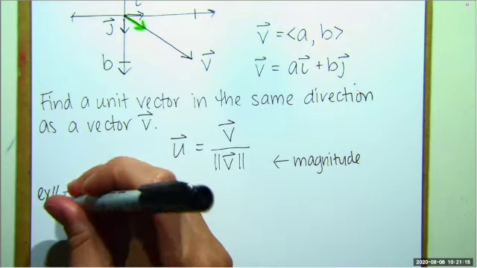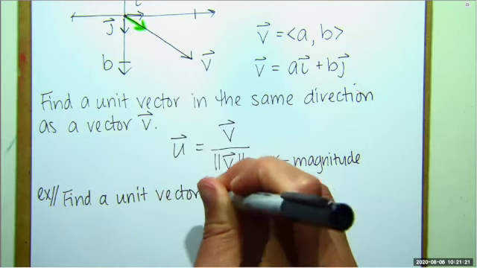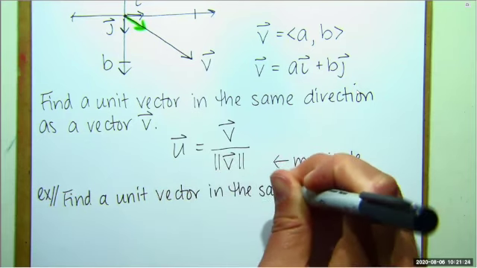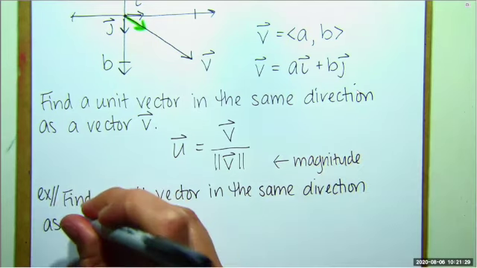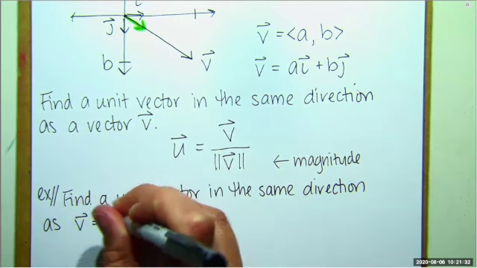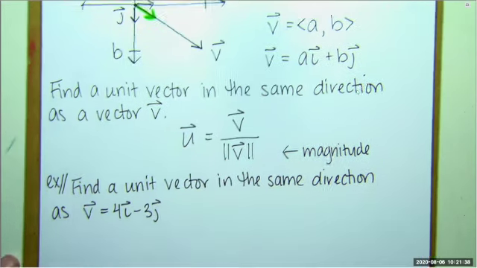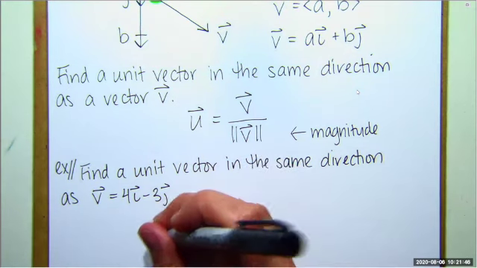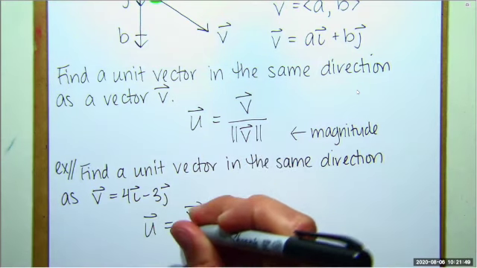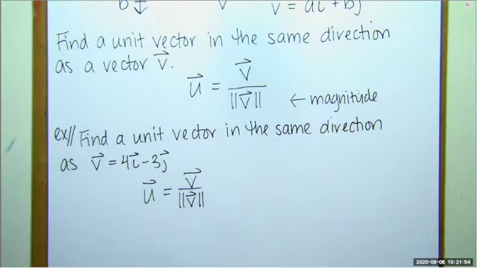Let's find a unit vector in the same direction as 4i minus 3j. So we just saw from up above, to find a unit vector in the same direction, we're going to take our vector and divide by the magnitude of the vector. So in order to divide by the magnitude of the vector, the first thing we should do is actually find the magnitude of the vector.